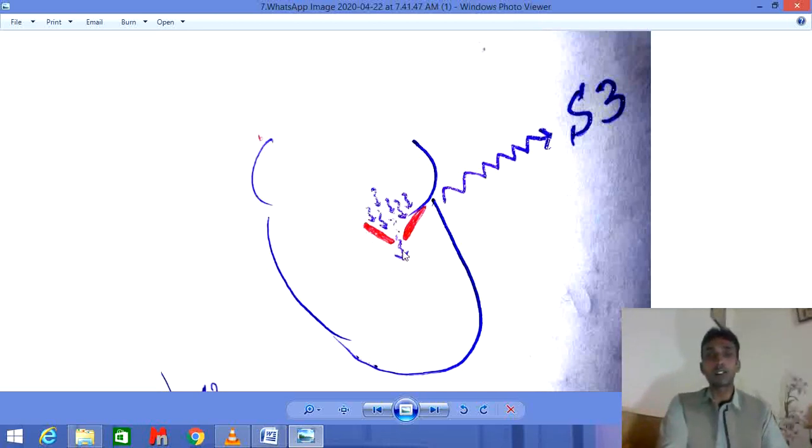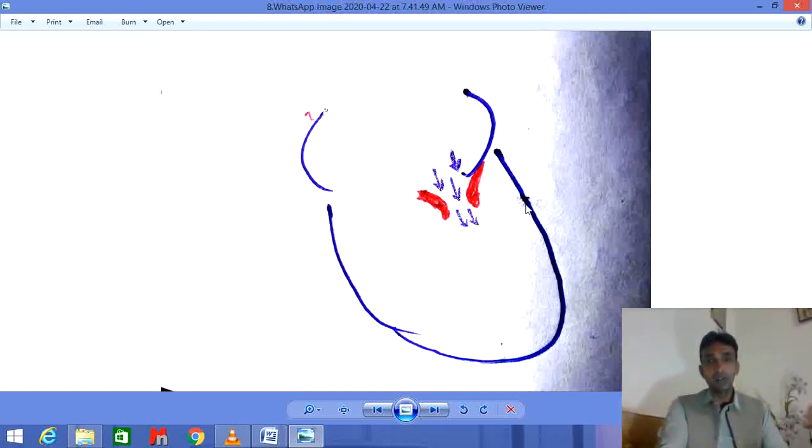So this is called the rushing sound, the S3 sound, and it is created during this step, the rapid filling of the ventricle, because the pressure of blood over here is very low and the pressure of blood over here is very high. So the blood will start moving from the atria to the ventricle. This leads to the creation of a sound over here, the rushing sound, that is S3.